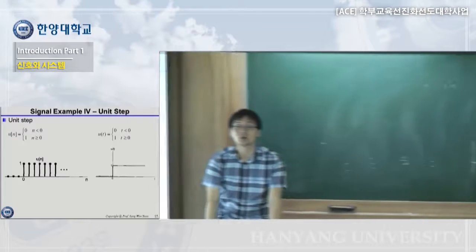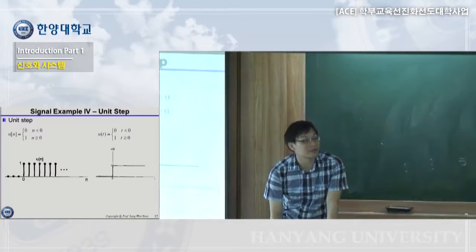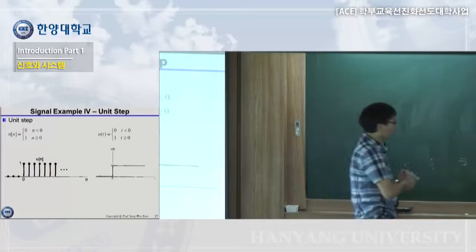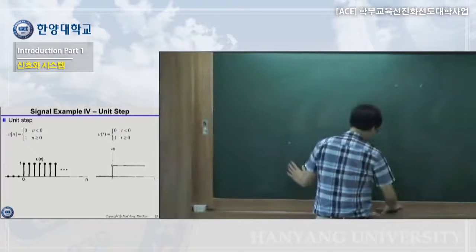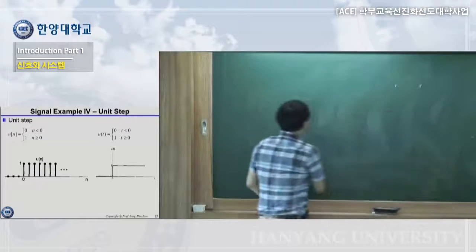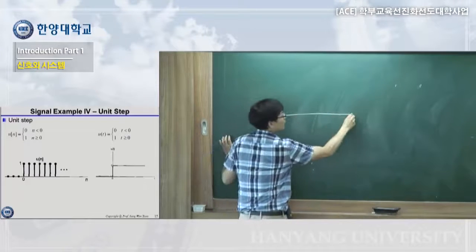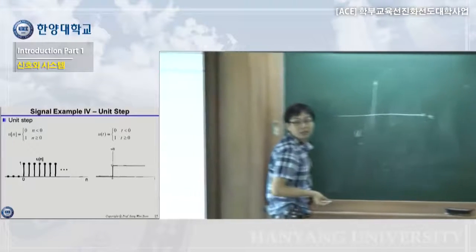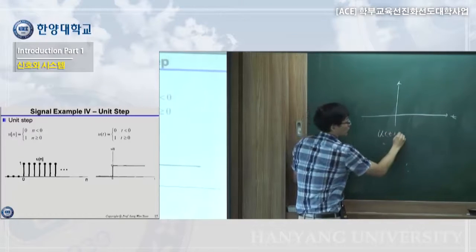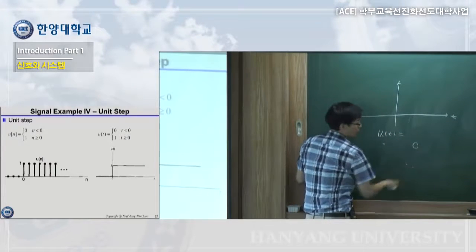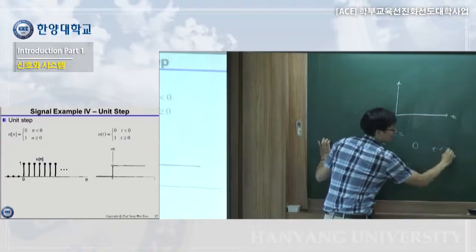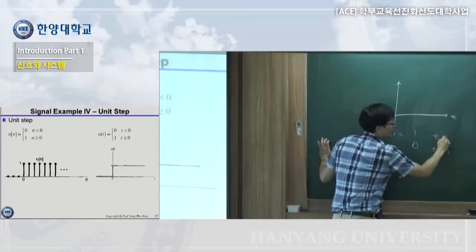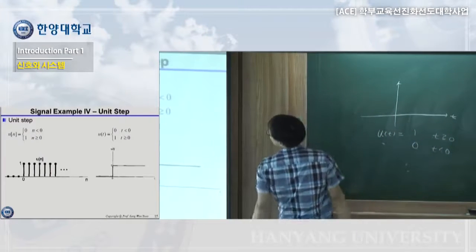One is called the unit step function. The other one is the delta function. So, unit step and delta function. Unit step, in time t, is defined as u(t). This one is 0 when t is smaller than 0. This one becomes 1 when t becomes 1, right?